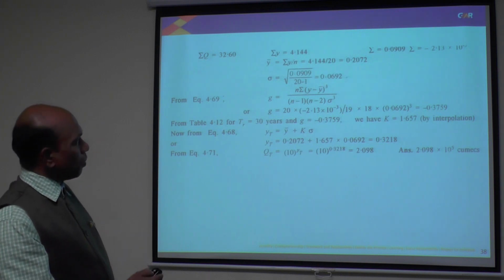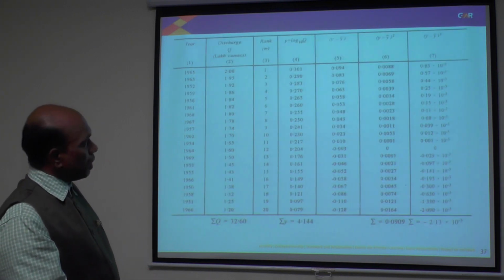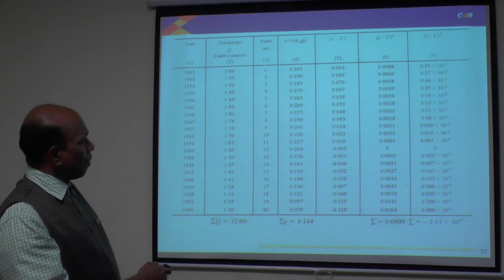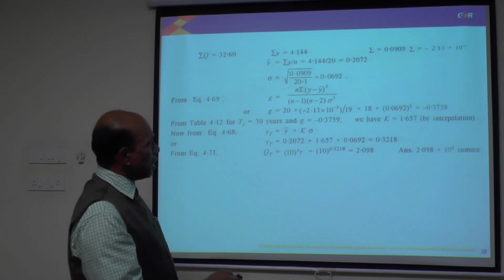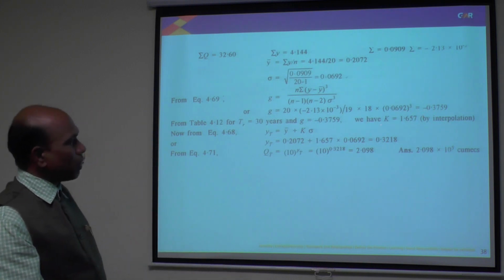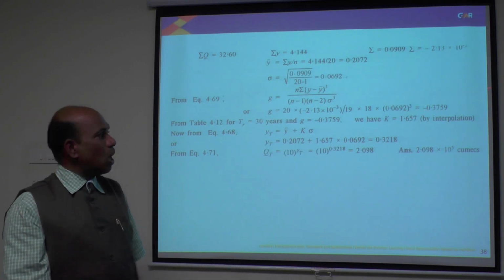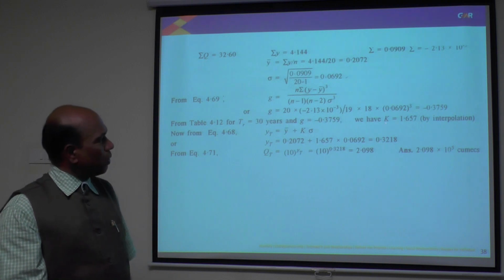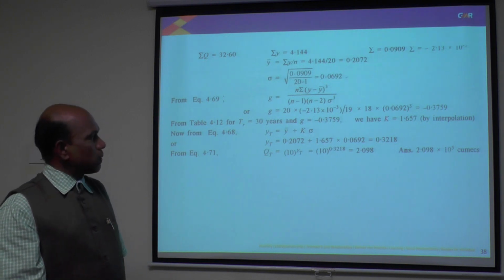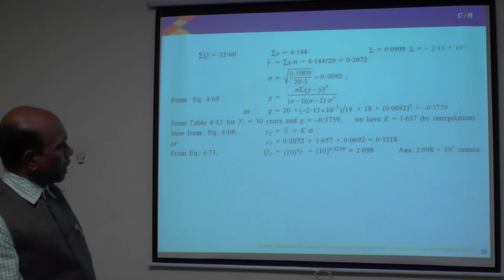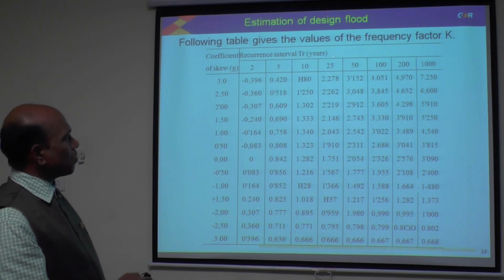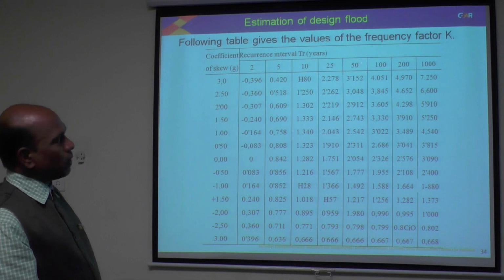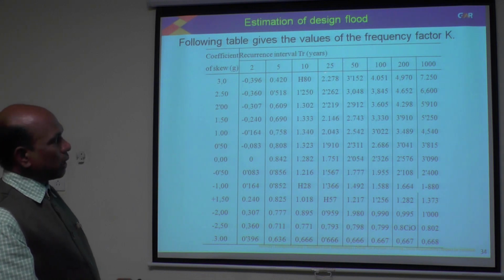Y minus y bar cubed was already determined in the earlier table. These are the values of y minus y bar cubed. Then we have the skew value. Once you know the skew value and the 30-year return period, by using these two values we determine the frequency factor K using this table. Here they have asked for a 30-year return period, not 25 years and not 50 years, in between.